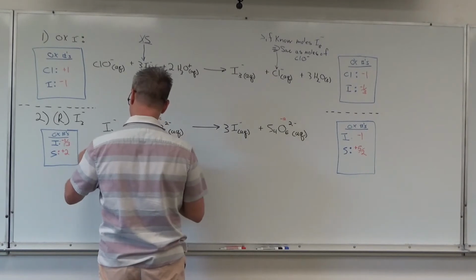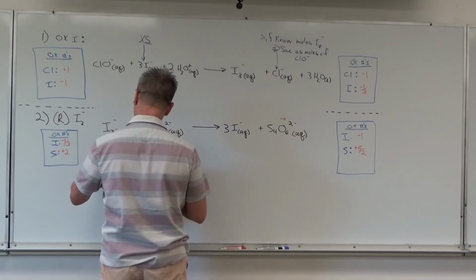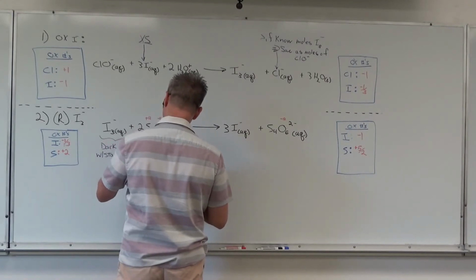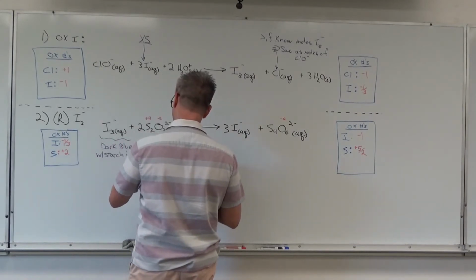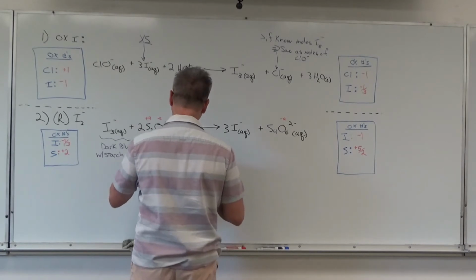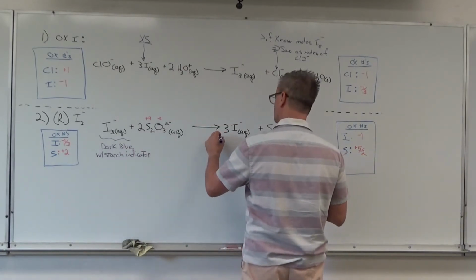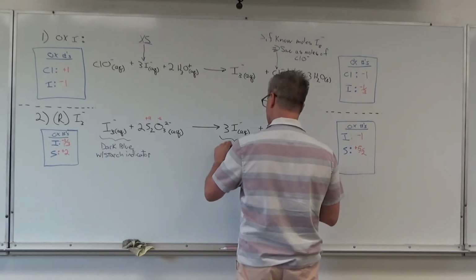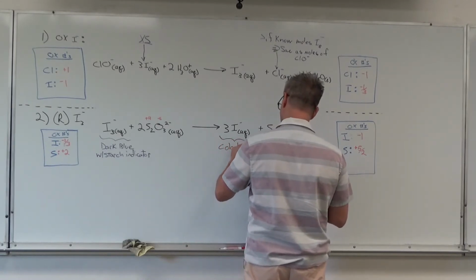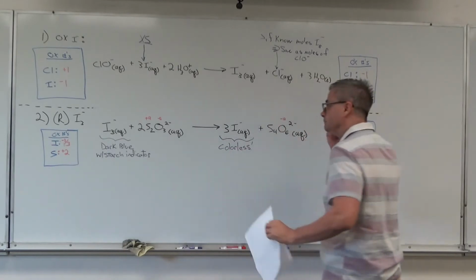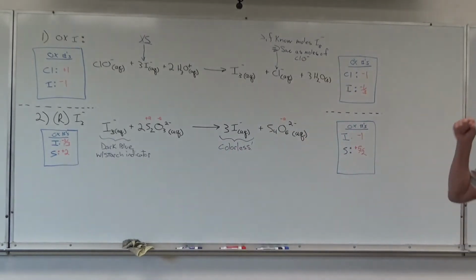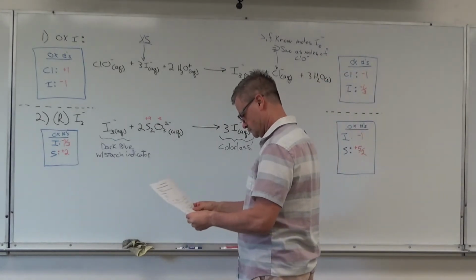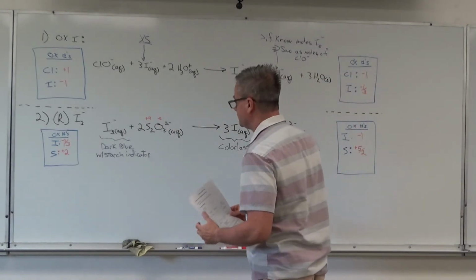Starch indicator. Add this into the reaction, and this is a nice sharp endpoint. It's colorless.